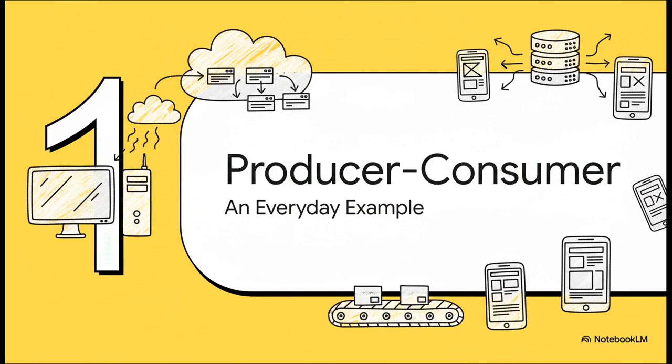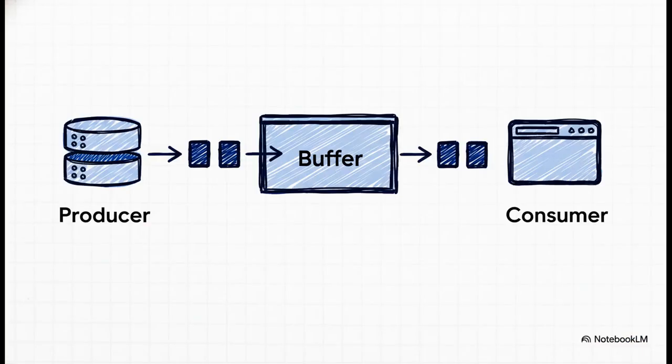Okay, to really get a handle on this, let's look at a classic computer science problem. It's called the producer-consumer problem. And believe it or not, it's happening constantly, right inside your web browser. The idea is pretty simple, right? A web server produces a web page, and your browser consumes it. Now, to manage that data transfer, they use a shared temporary storage space. We call it a buffer. The server fills up the buffer, and the browser empties it out.